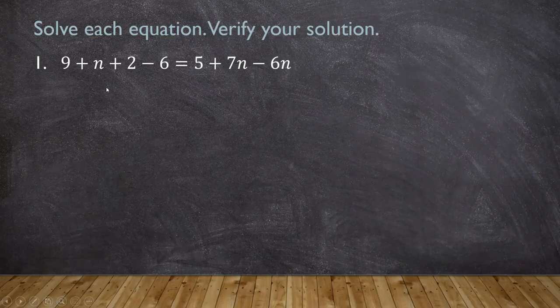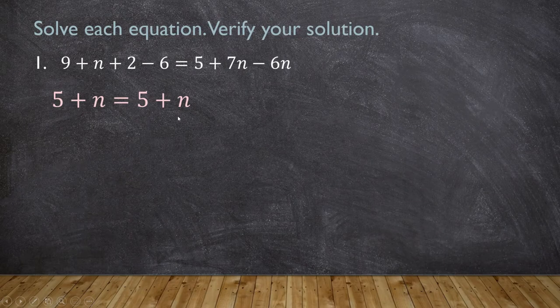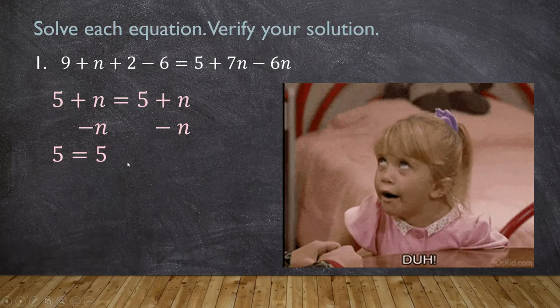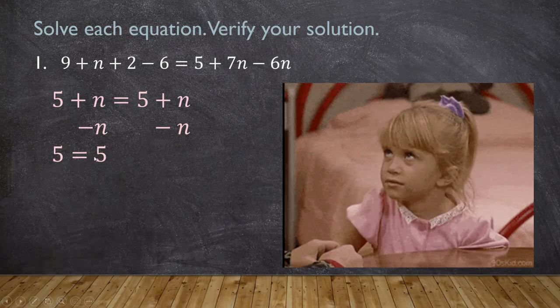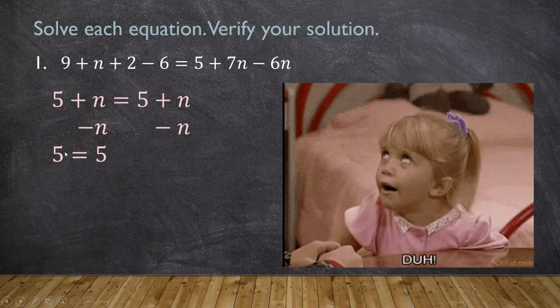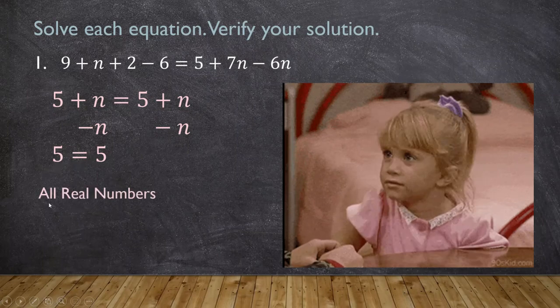If I look at example 1, first thing we want to do is combine like terms. We've got 9 plus 2 minus 6 on the left-hand side. 9 plus 2 is 11, subtract 6 gives us 5. On the right-hand side, we're also going to combine like terms. 7n minus 6n gives us 1n. Now I have a variable on both sides, so I would subtract n from both sides, and that leaves us with 5 equals 5, which is a true statement, but we don't have a variable anymore. So when there's no variable, but you're left with a true statement, then the answer is all real numbers.